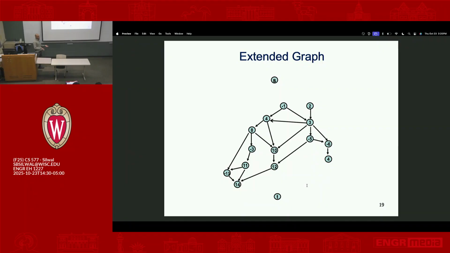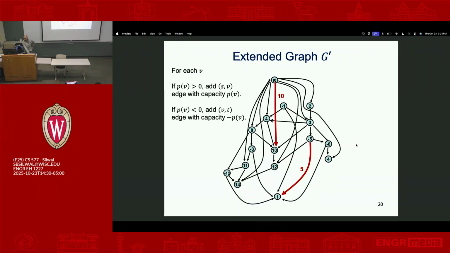So I need to add a source and a sink, right? That's the S and T. The question is, how do I connect them to the rest of the graph? It's going to be a little bit non-obvious this time. Previously, it was kind of obvious how you connect them. It was the bottleneck, like every team can only have this many wins, so you add that as a constraint. Here it's going to be non-obvious. So I'm going to connect S to every node that has a positive dollar amount.